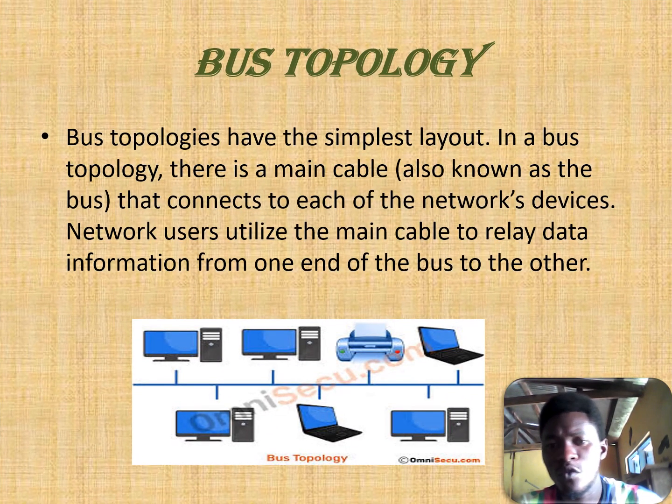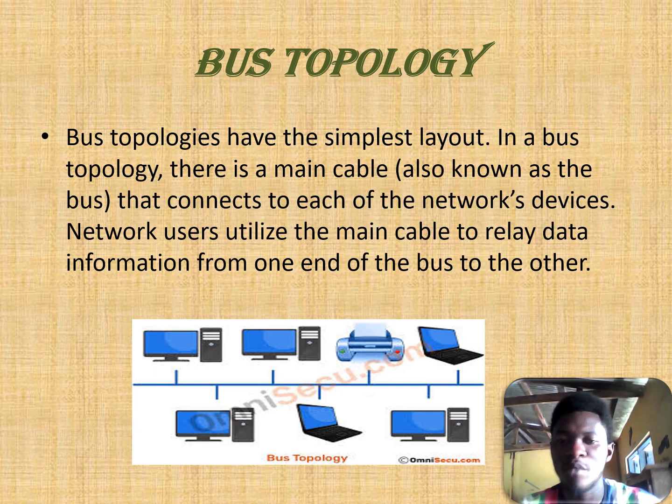If we move on to the bus topology, it has the simplest layout. In a bus topology, there is a main cable known as the bus that connects to each of the network devices. Network users utilize the main cable to relay data information from one end of the bus to the other. Just like the diagram below, we have the main cable known as the bus, and all other devices are connected to the cable.